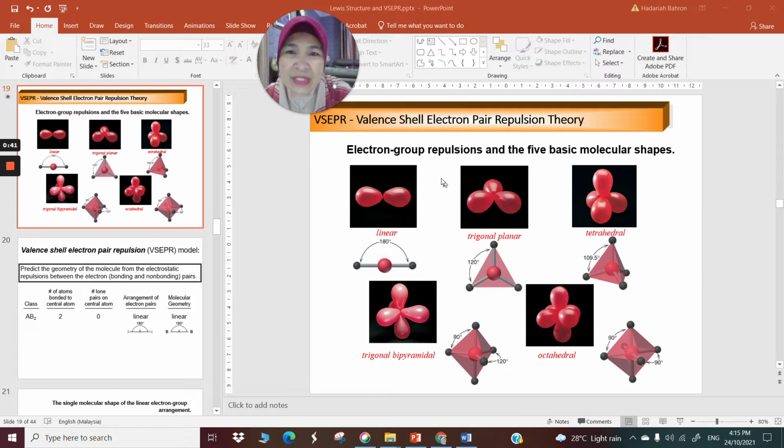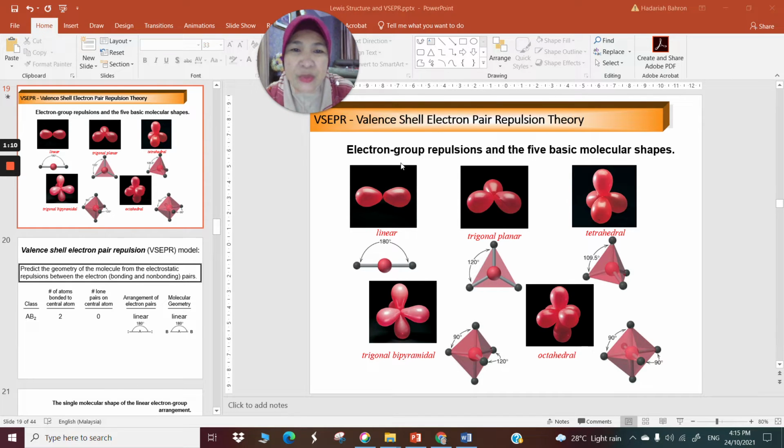Now, from the name itself, you are going to expect that the electron pairs at the valence shell will repel one another. And through the repulsion of the electron pairs around a molecule, you are going to be able to predict the structure or the geometry of that particular molecule.